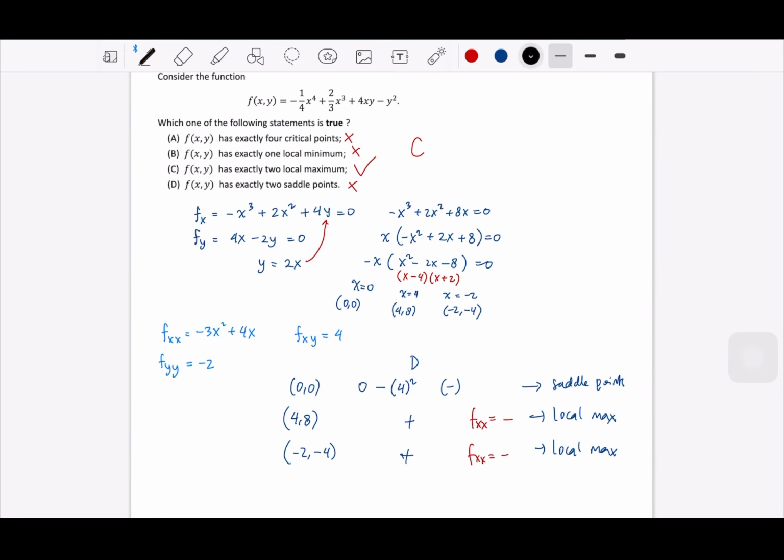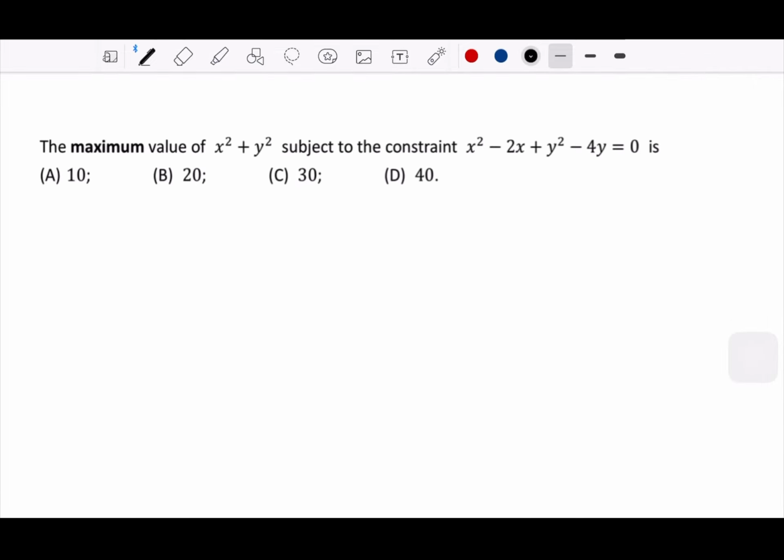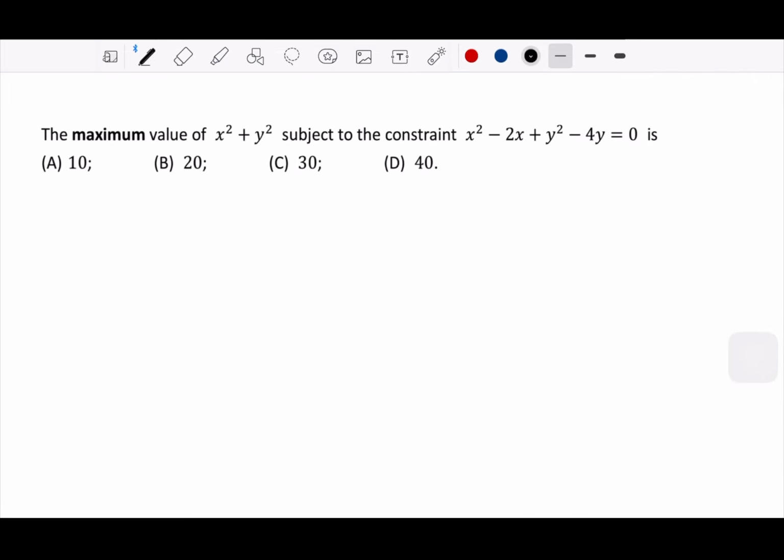Okay. Now last question. This is about the still maximum minimum, but it is having a constraint. So if you have a constraint, then probably one method that you can try. Okay, you can pause the video and try by yourself.